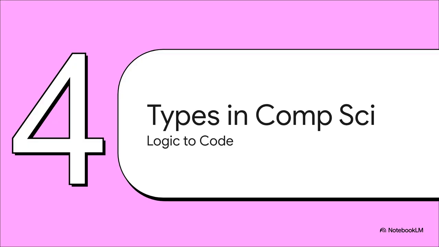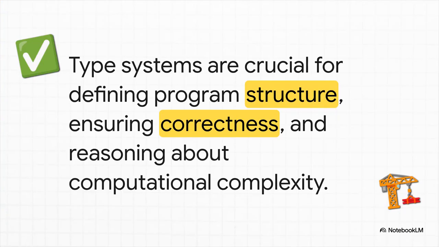All right, so let's cross that bridge to the other side and see how all this played out in the world of computer science. This is where all those abstract logical ideas become the real-world tools that build the software we use every single day. In programming, type systems are, well, they're everything. They're not just there to catch silly little errors. They provide the fundamental structure for our programs. They're an incredibly powerful tool for guaranteeing that our code is correct. And they even let us formally reason about how fast and efficient our code is going to be.